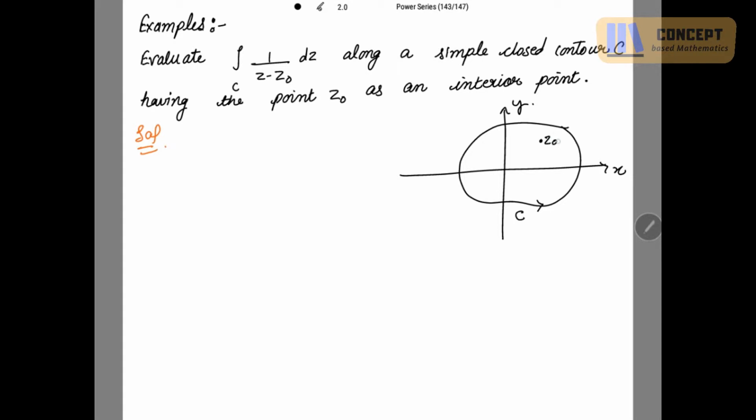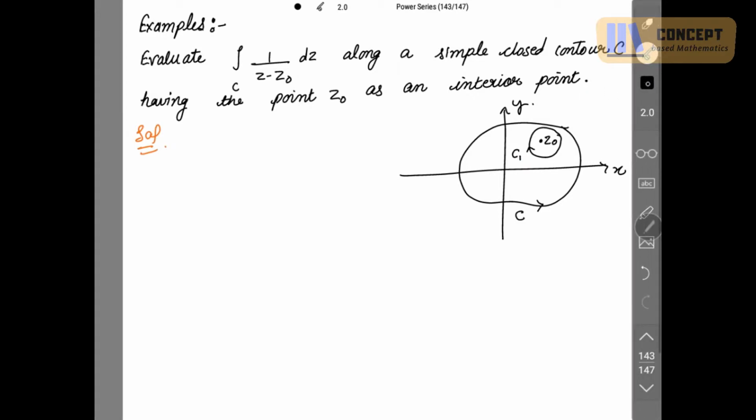I am constructing a circle that is contained in this contour, that is, z minus z naught. And let this be your C1. Since the domain should be on the left hand side, but it is on the right side, I have to take this contour C1 as negative. This is your positive, and because the direction is reversed now, this is taken to be negative C1.